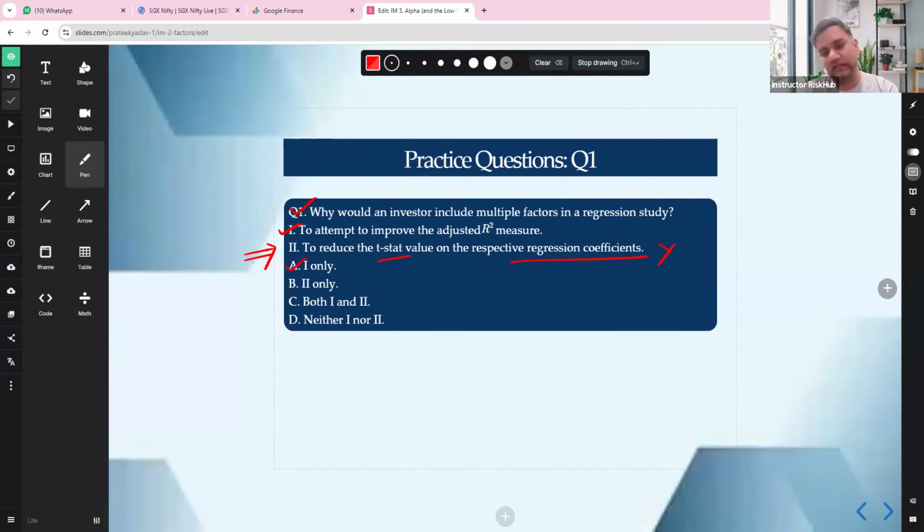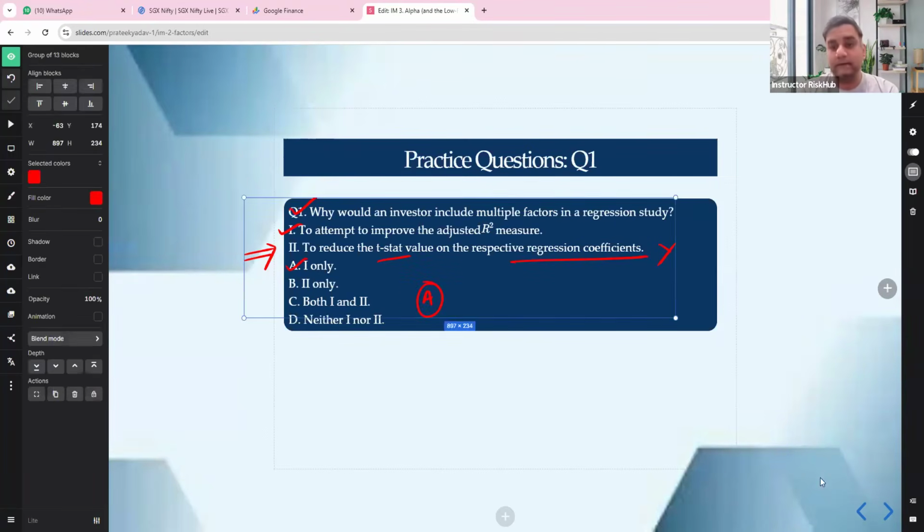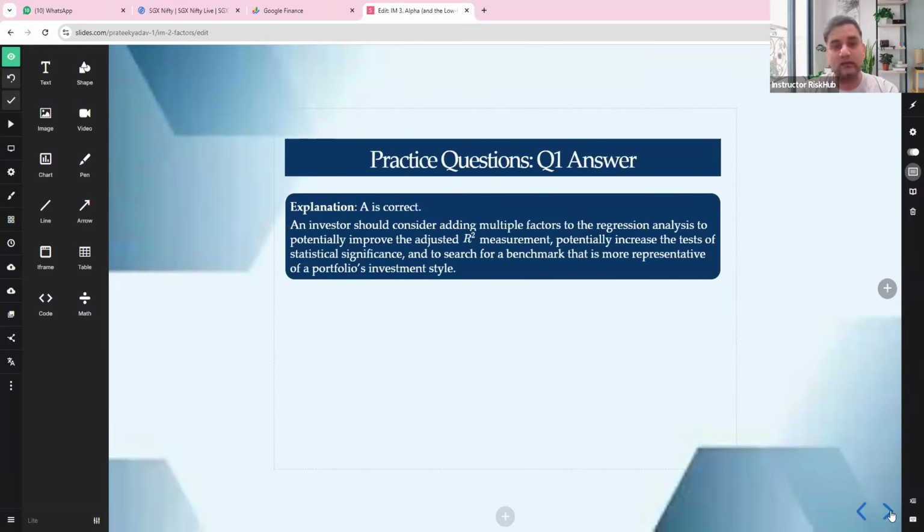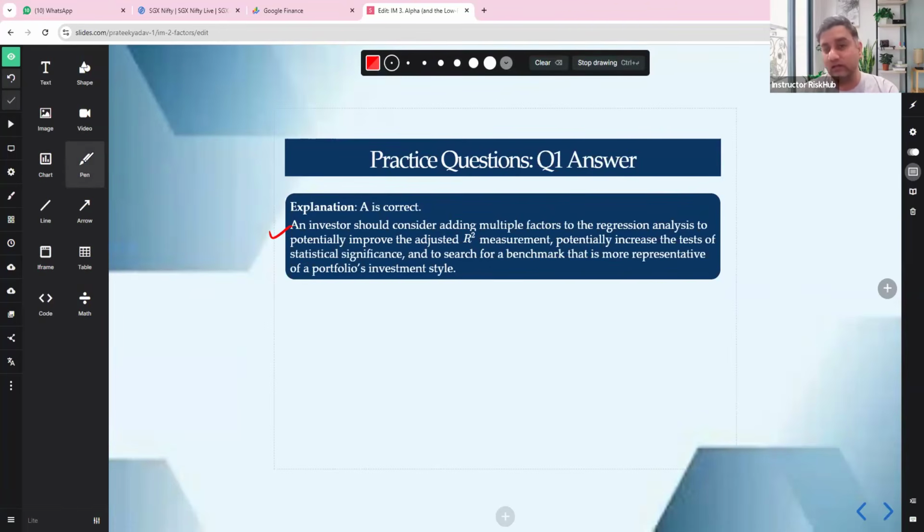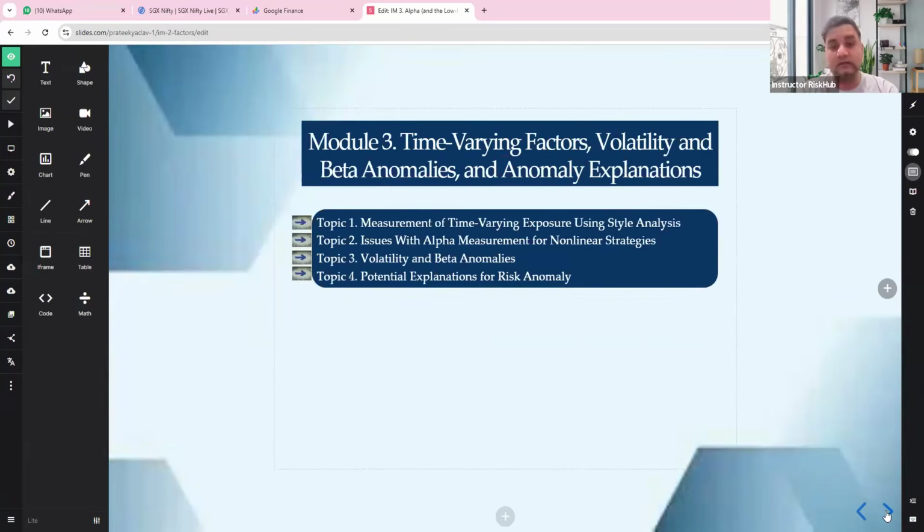Only statement A is correct. Remember that. And this is what has been given here as well. If you pay attention here, investors should consider adding multiple factors to regression analysis to potentially improve the adjusted R square, potentially increase the test of statistical significance, and to search for a benchmark that is more representative of the portfolio's investment style. So that's the final result we agree on.